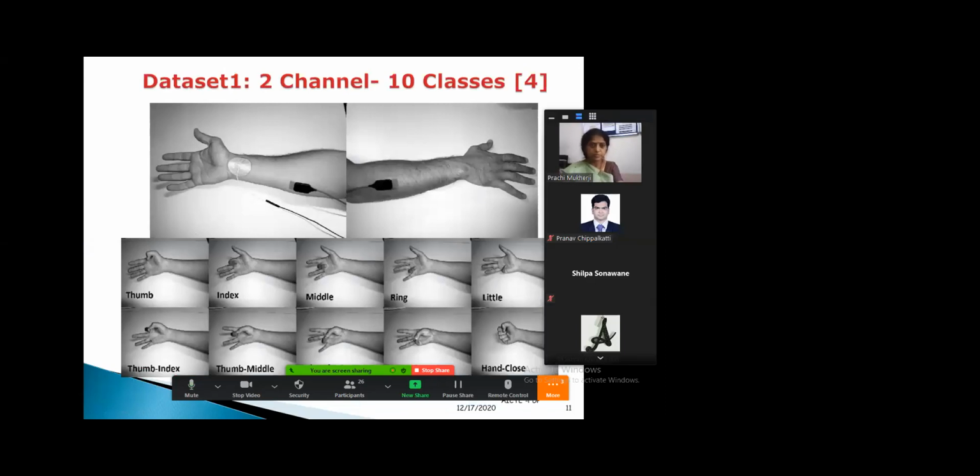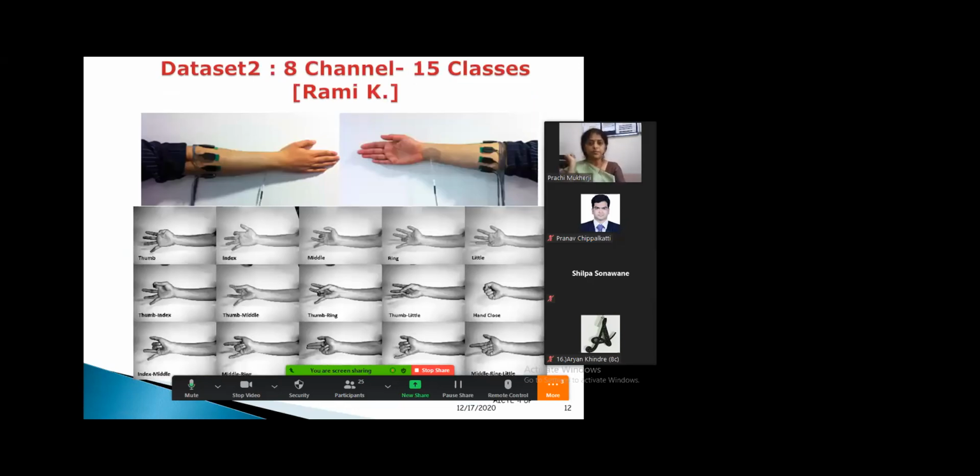In this, as you can see, this is how we collect the data. This is a 2-channel database, and these are the 10 movements which we are trying to classify: thumb, index, middle, ring, little, thumb index, thumb middle, hand close. So in one case, there are 10 classes, in another there are 15, and another there are 6 classes with 3 force levels. So this is the 15 class data.